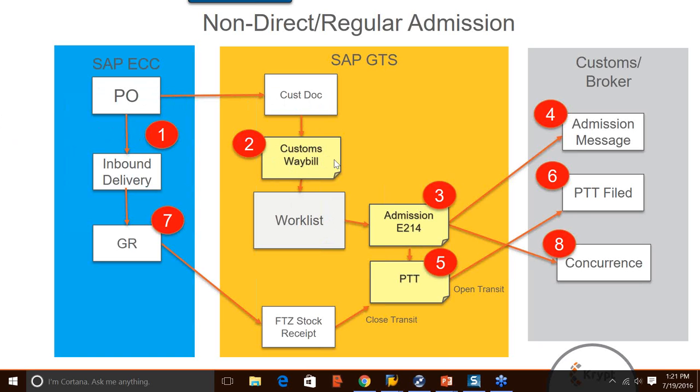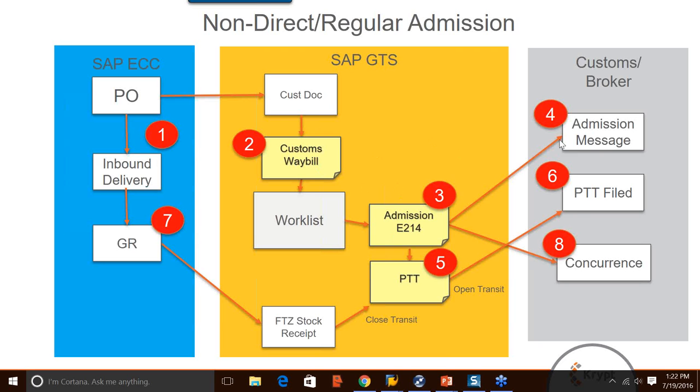So you would create a customs waybill either manually, or it could be created automatically from an interface, either from your source system or from a service provider. This customs waybill then is available in a document work list that enables the user to create the admission document. And again, this admission document could also be auto-generated from a previous process. It just depends on the process that your company follows and your approval for the FTZ.